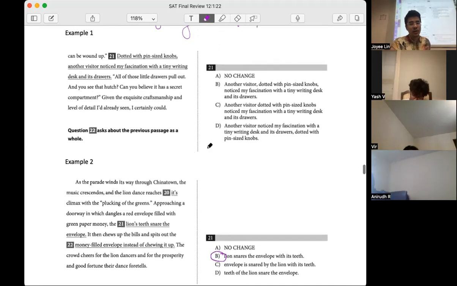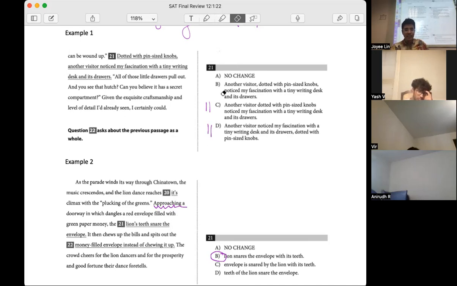Okay, let's look at this 21 now. Example 1. What do you think is the best one, for example? The first example. Because the lion's teeth were not the thing that were technically approaching the doorway.